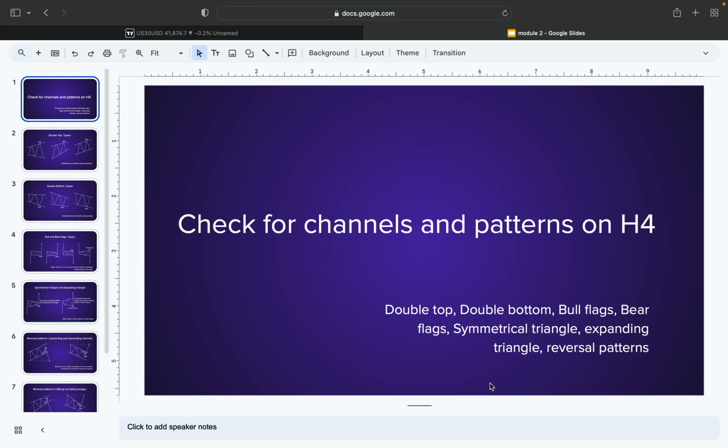So, taking this moment to welcome you to module 2 of this strategy. Here we'll be talking about checking out the channels and patterns on our lower time frame, H4, and I'll teach you how you can spot these patterns on this time frame. We'll be talking about the double top, the double bottom, the bull flags, bear flags, symmetrical triangle, expanded triangle, and reversal patterns. Everything will be explained in detail.